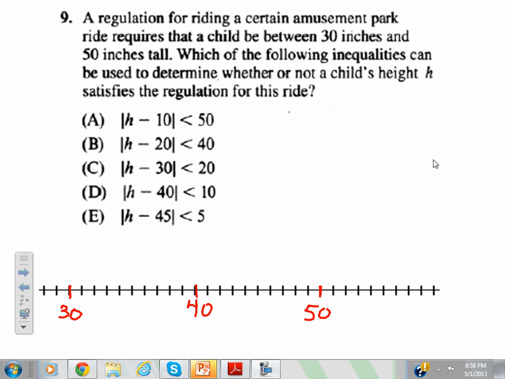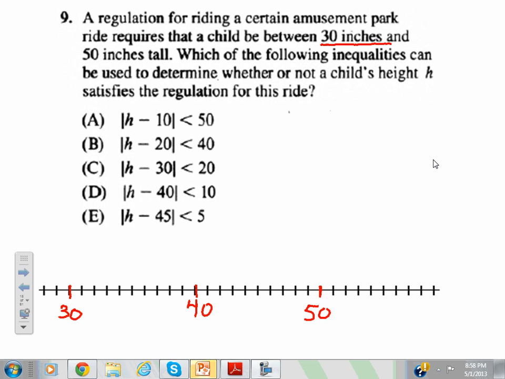Okay, so this is just another way to do question 9, test 5, section 8. So this question reads, a regulation for riding a certain amusement park ride requires that a child be between 30 inches and 50 inches tall. Which of the following inequalities can be used to determine whether or not a child's height h satisfies the regulation for this ride?